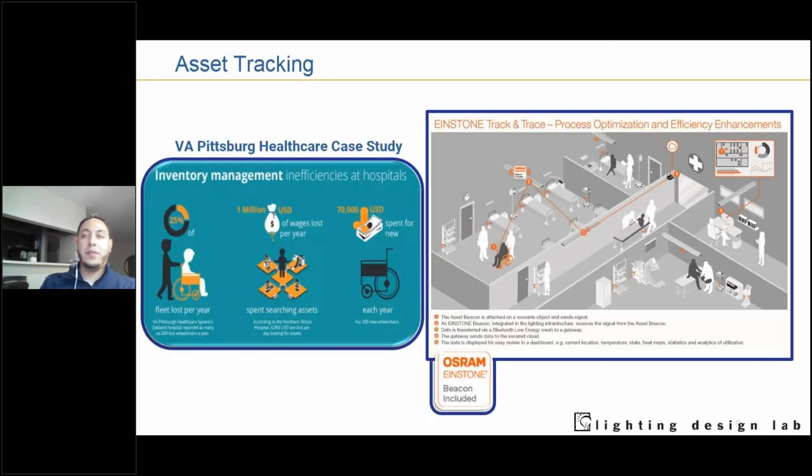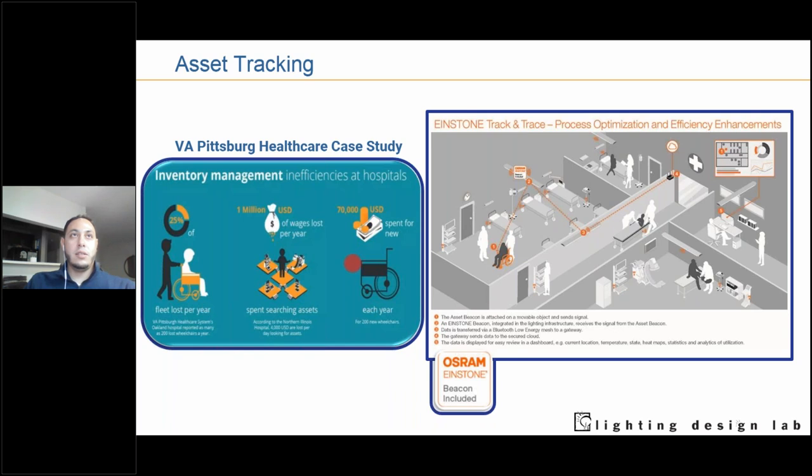Asset tracking is the ability for sensors in your lights and your fixtures to detect a tag to understand where that asset is or something about a specific asset. A case study that I wanted to call out is from the Pittsburgh Healthcare Network, where they measured that they spend about $1 million in staff's time just looking for wheelchairs, and they estimated they also lost about 25% of their fleet a year. So not only are you spending $1 million in people's time finding your assets, you're also spending about $70,000 purchasing new wheelchairs every year.